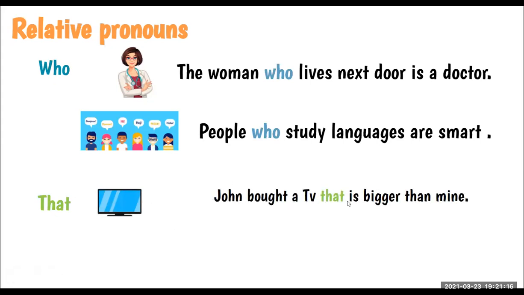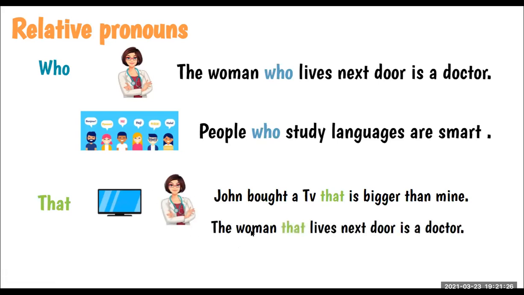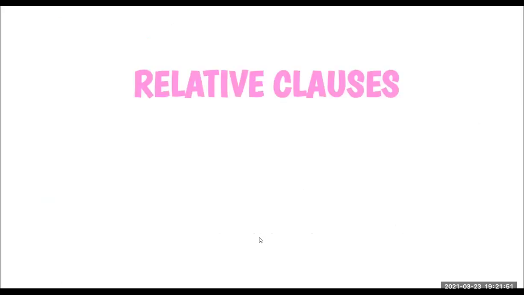John bought a TV that is bigger than mine. Okay, you can see we are referring to the TV. But we can also use that for people. The woman that lives next door is a doctor. Okay, as you can see, singular, plural for people. Who? We can use that for objects, TV, or we can use this for people too. Okay, it could be singular or plural.